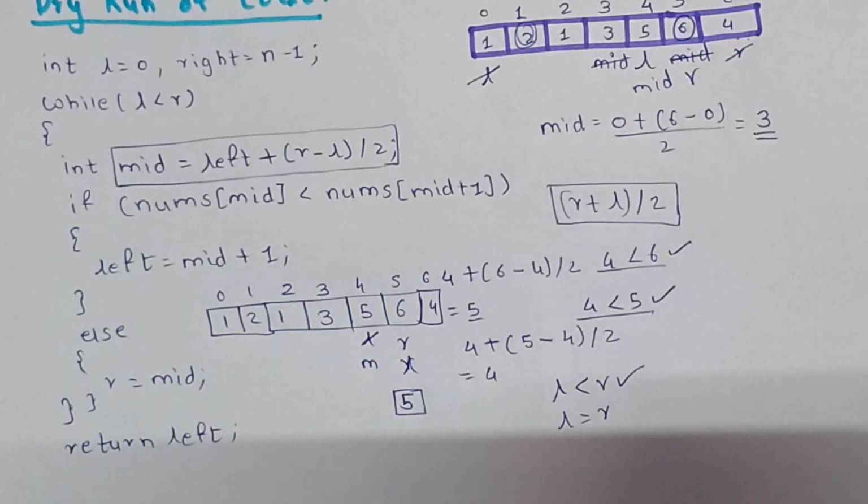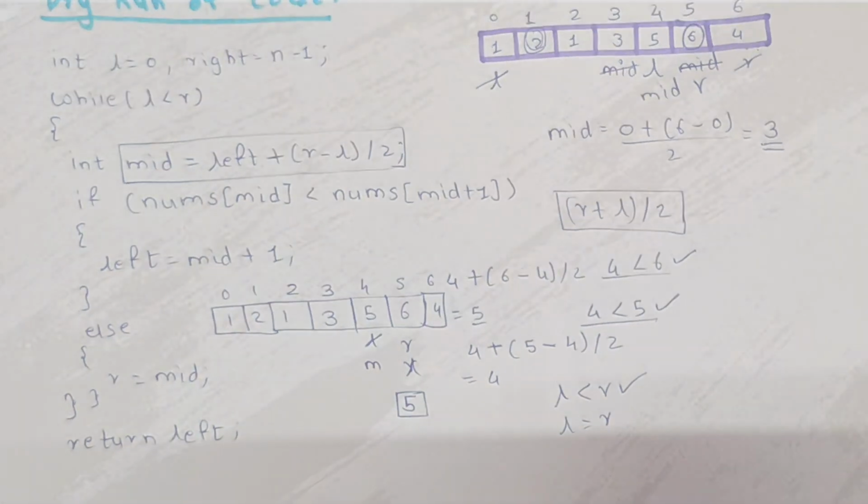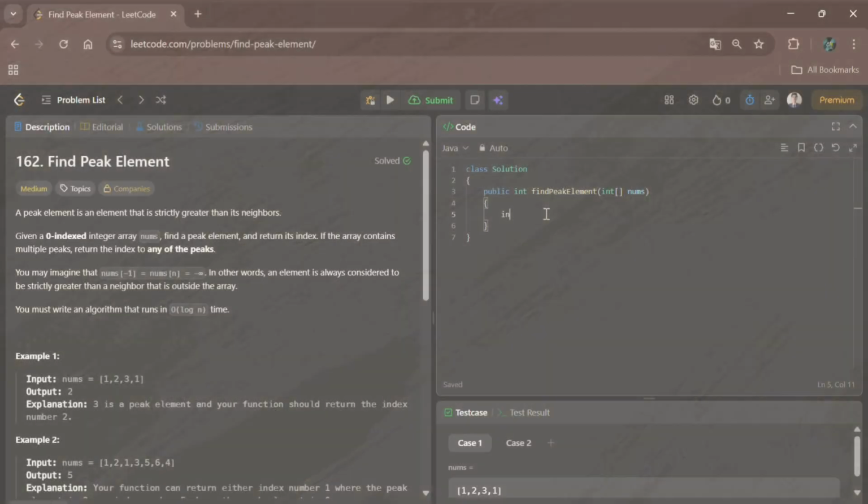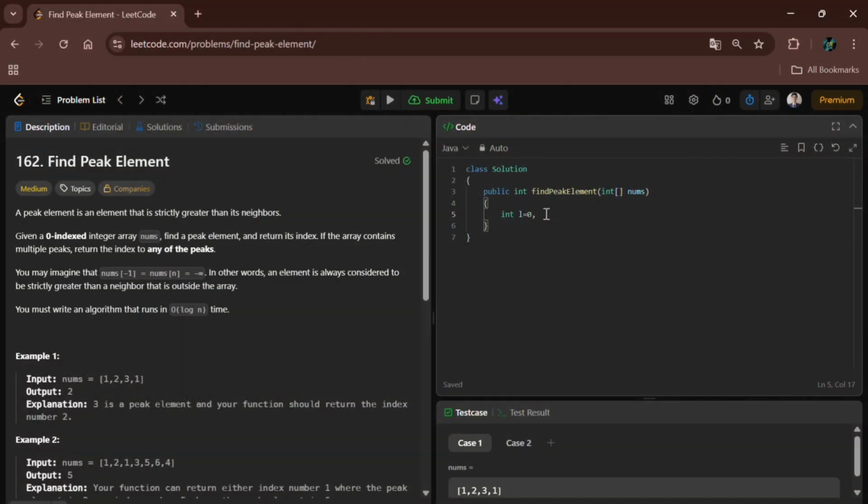So this is a very simple approach. I hope you understand the dry run of the code and approach. First we will take the left pointer: left is equal to 0 and right is equal to nums dot length minus 1. Now we will take the while loop: while left is less than right, we calculate the mid. So int mid is equal to left plus (right minus left) divided by 2.